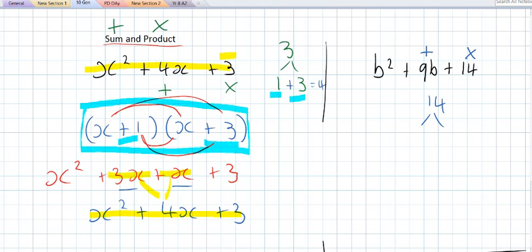7 and 2. 7 times 2 makes 14. And do they add together to make 9? Yes, they do. Good. So those are our two numbers. So now we write it out with two brackets, two lots of brackets.